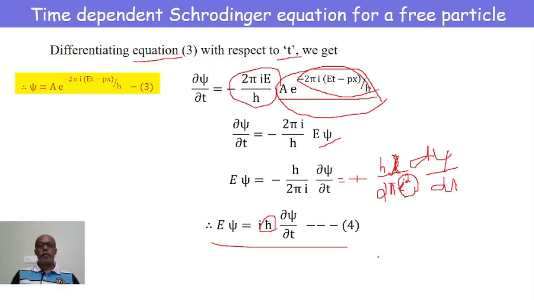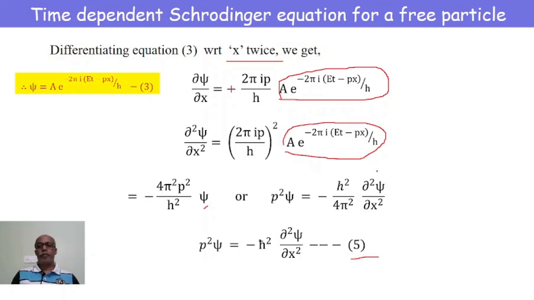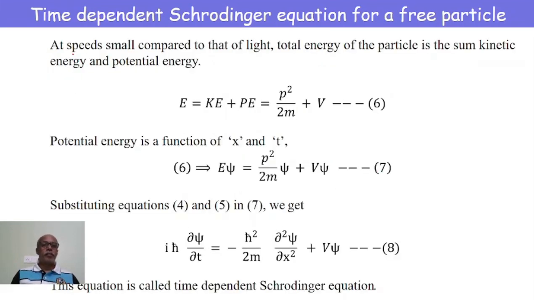Equation 5 is the expression for p. Equation 4 gives the expression for E. And these expressions for E and p are substituted in equation 3. You can see here, we have E and p, and for both we have expressions 4 and 5, which can be substituted over here. Now, at speeds small compared to that of light, the total energy of the particle is the sum of both kinetic energy and potential energy given by equation 6. The kinetic energy is p square by 2m and the potential energy is V.